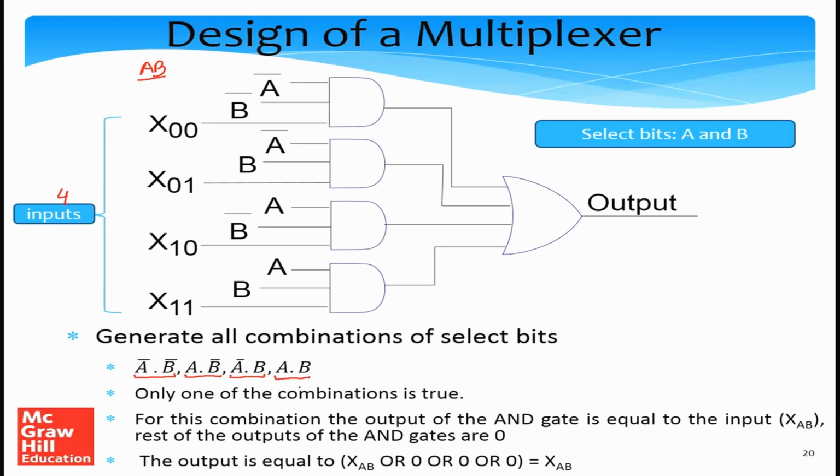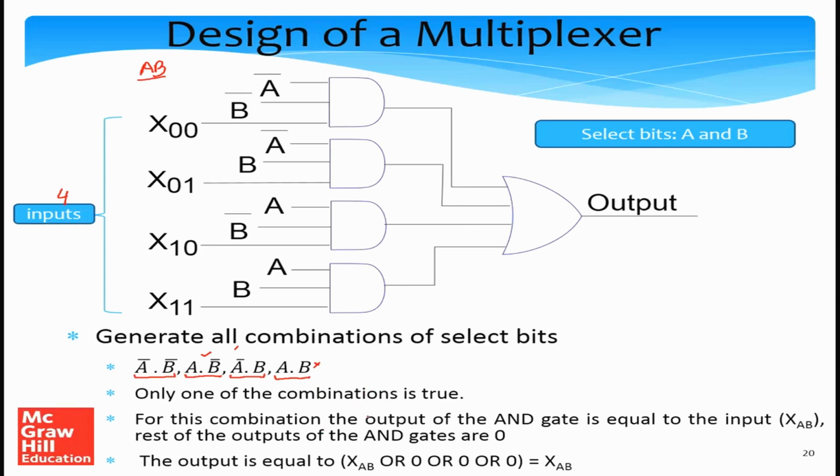So only one of the combinations will actually be true for any value of A and B. For example, if A is 1 and B is 1, only this combination will be true. If A is 1 and B is 0, then only A dot B complement will be true. So only one of these combinations is true.